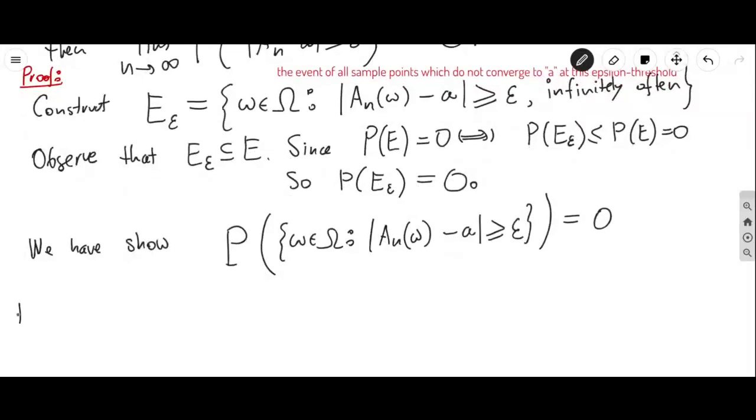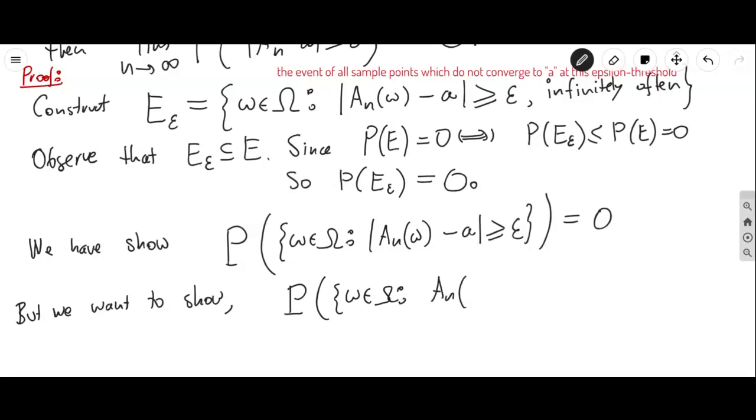What do we want to show? We want to show something similar, but it's not exactly this. We rather want to show that the probability of the event where A_n, and when you take the limit of those, that is equal to 0. So that's what we want to show.